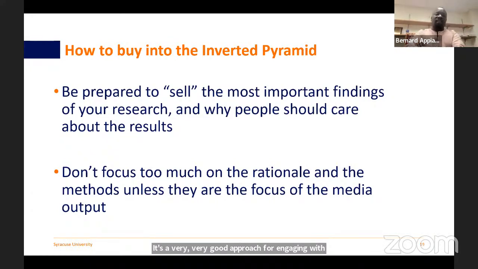In order to use the inverted pyramid approach, you have to sell the most important findings of your research and why people should care about the result. And again, don't focus too much on the rationale and the methods unless they are the focus of the media output.